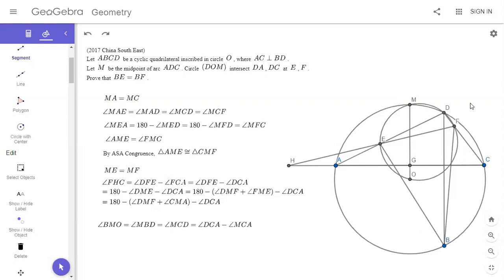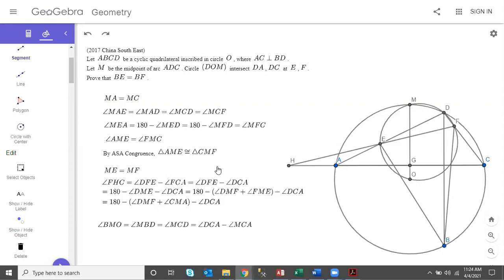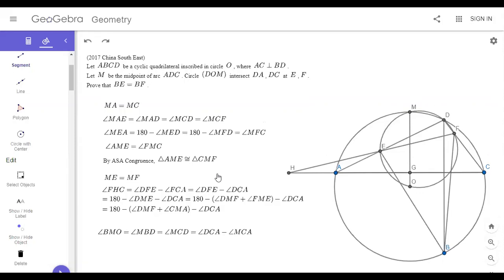Not sure. MCD. We can get FHC is equal to BM. Okay, so FHC is equal to CMF. Okay, so if we know MHCF is cyclic, that would basically solve it.